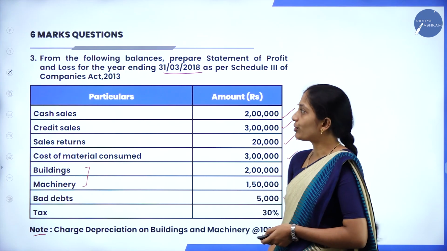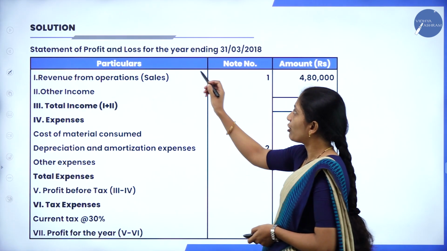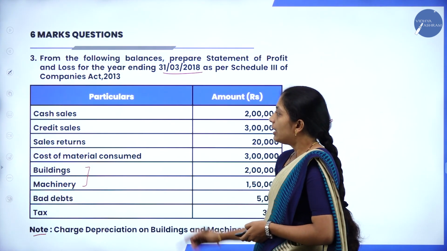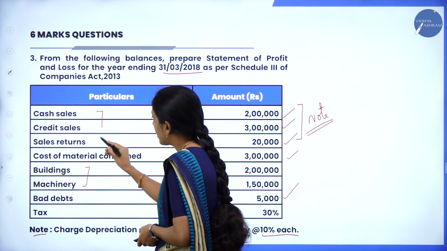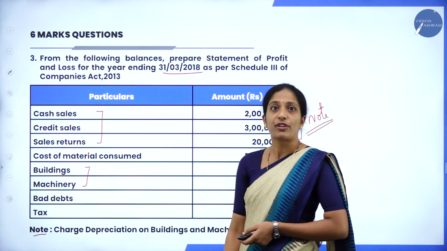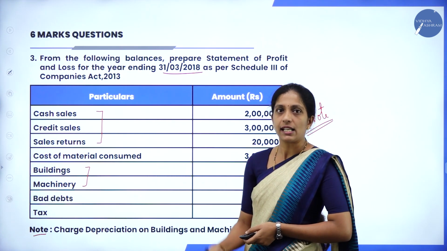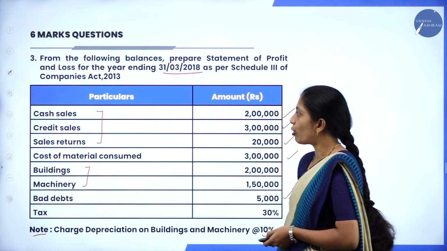Now we shall directly go through the solution. So the solution is the statement of profit and loss for the year ending 31st March 2018. Now I have told you that for these 3 I have to prepare a note. Revenue from operations is nothing but your sales, but they have given it to us separately. So let us see how we have to prepare a note for it.